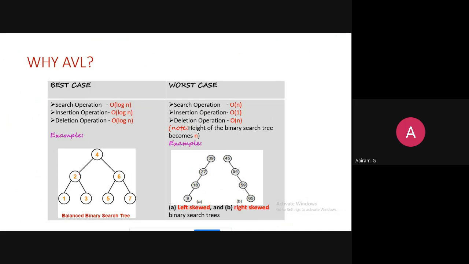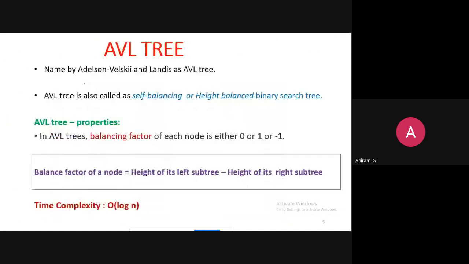If it is a balanced binary search tree, then we have order of log n time, which is lesser, because order of log n is less than order of n. So to make every binary search tree a balanced one, we need the AVL tree. How does the name come? AVL is named after Adelson-Velsky and Landis, the inventors who invented this tree. Taking their first letters, we call it the AVL tree.